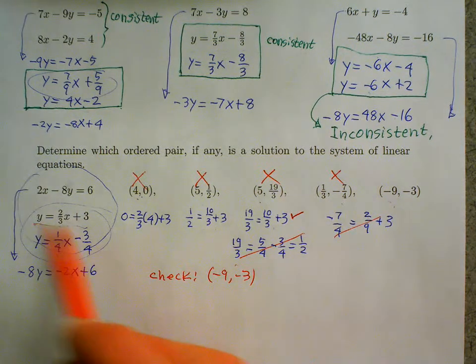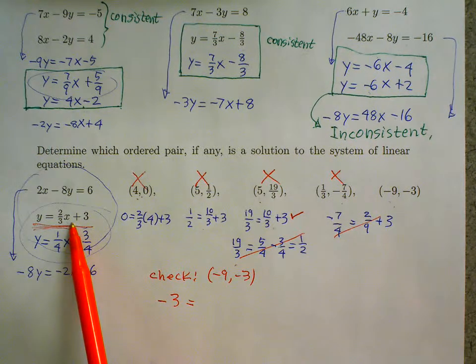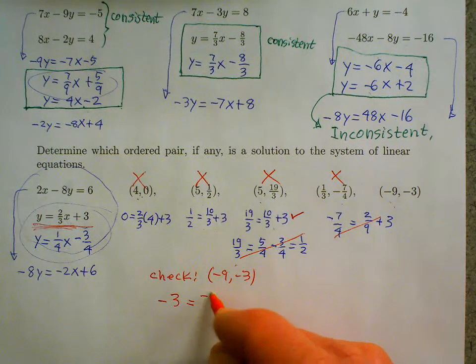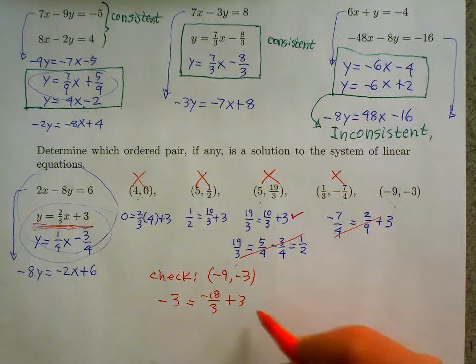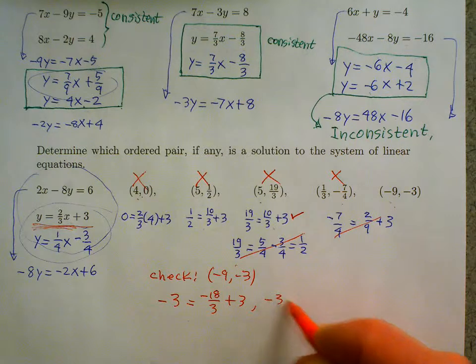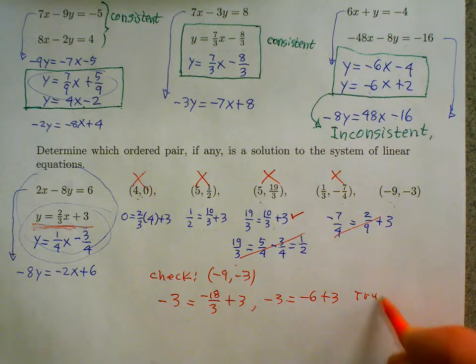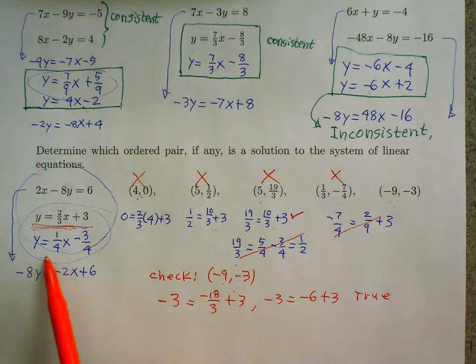So in the top equation, in this equation, y equals 2/3 x plus 3. Replace y with -3, and replace x with -9. 2/3 times -9 is -18/3, and then plus 3. Or -3 equals -6 plus 3. That's true. But we have to test this point on the other line also.